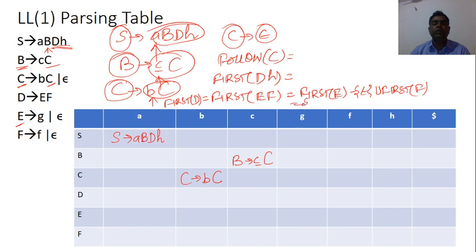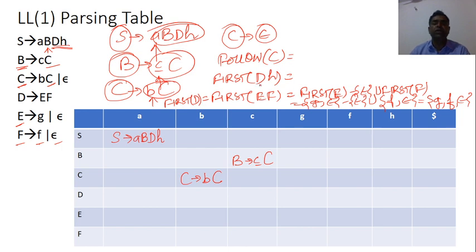And this is equal to what? First of E is what? G comma empty, set difference empty, union first of F. What will first of F be? F comma empty. This is F comma empty. So it will be G, F and empty. This is our first of E, or you can say first of D.